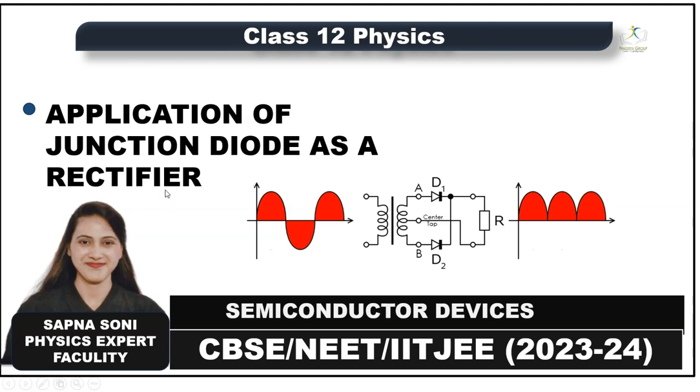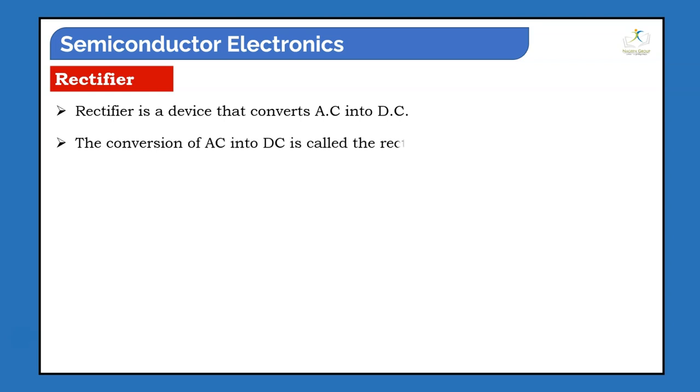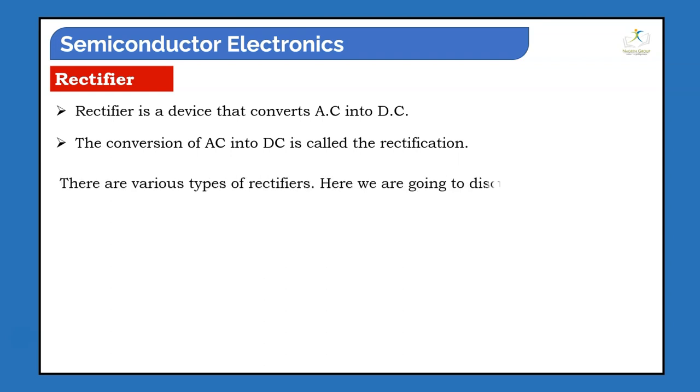Let's begin the topic with the first question, students: what is a rectifier? A rectifier is a device that converts alternating current into direct current. The conversion of AC into DC is called rectification. There are various types of rectifiers. Here we are going to discuss half wave and full wave.